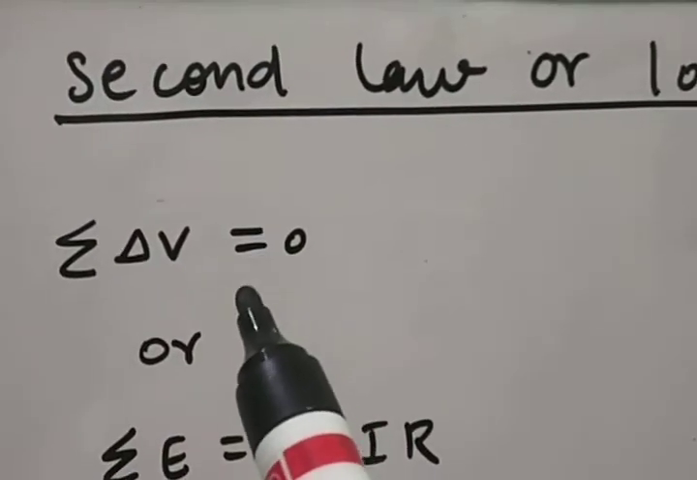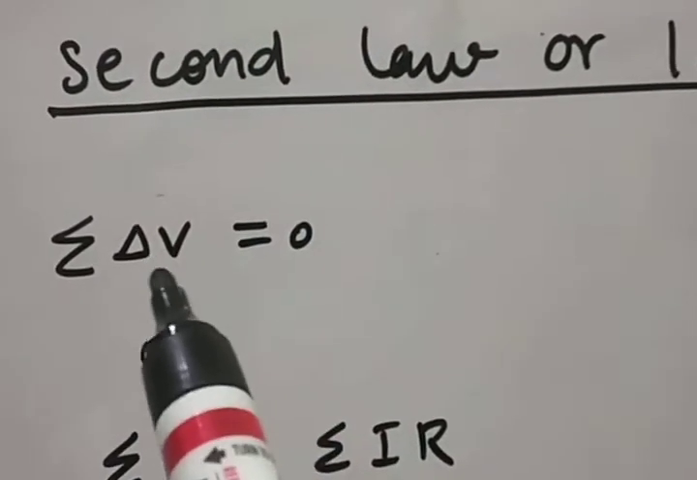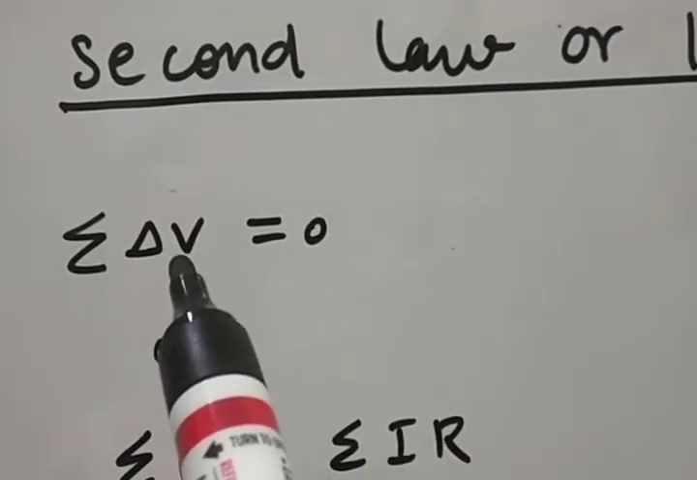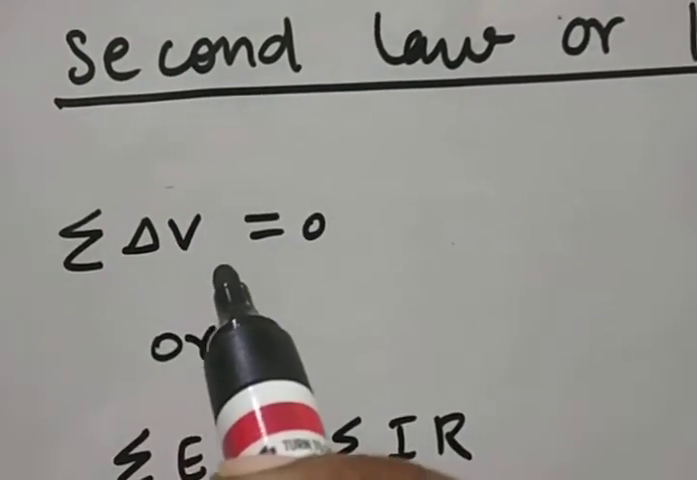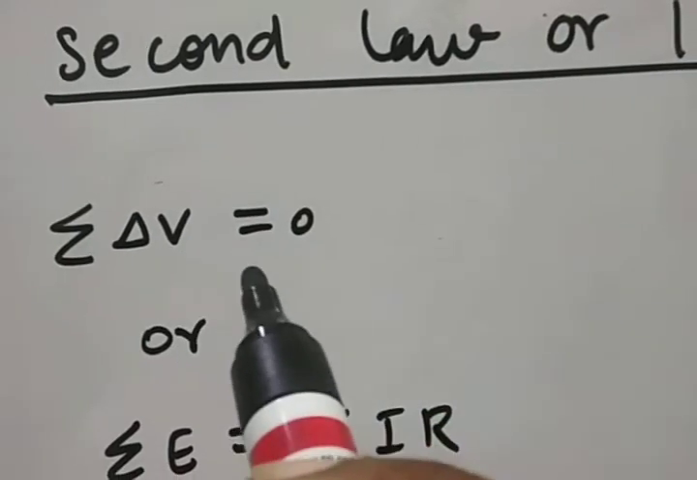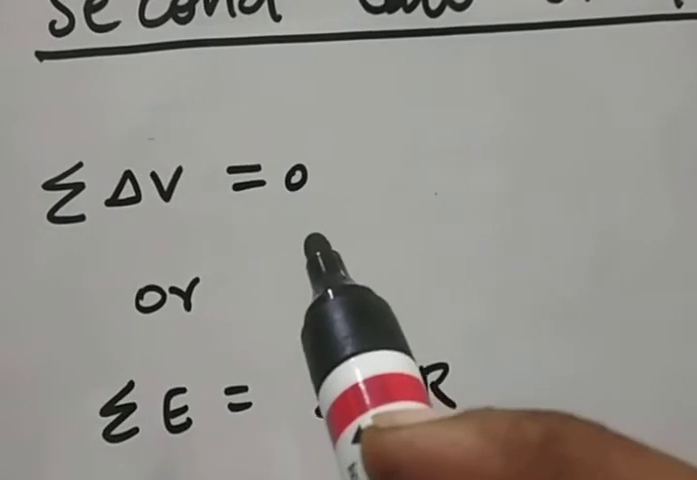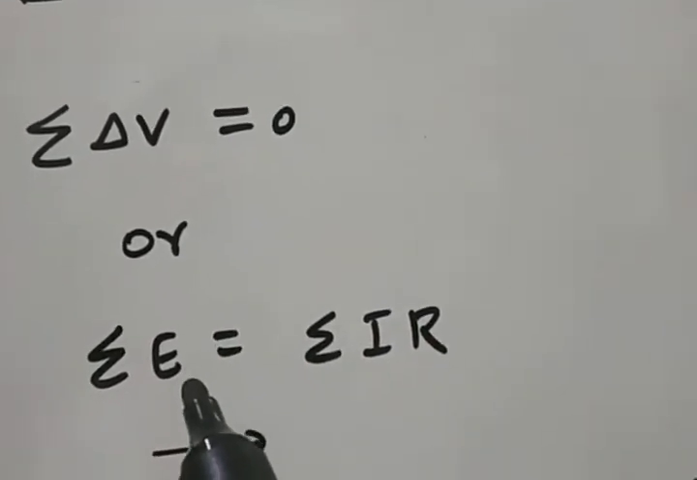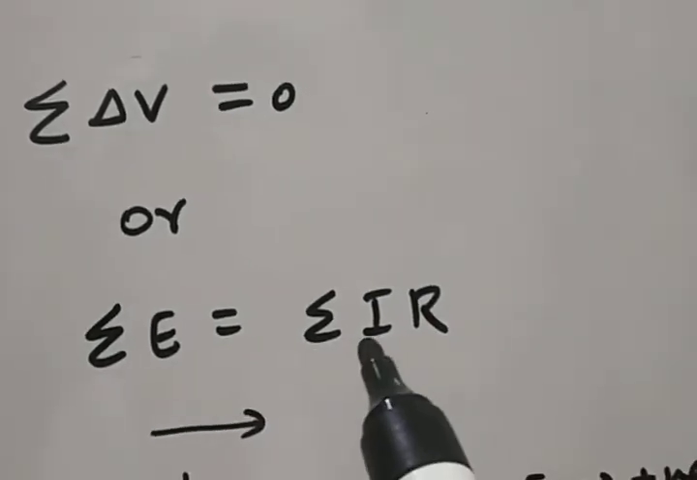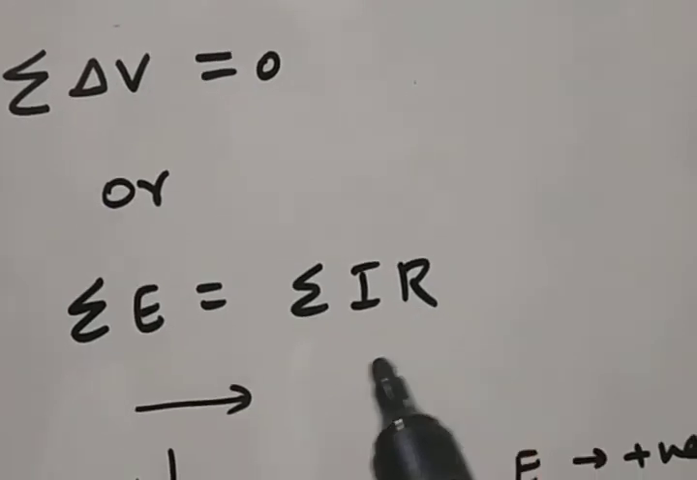According to the second law, the algebraic sum of the change in the potential in a loop is 0. The other form is that the sum of EMFs is equal to the sum of I into R.